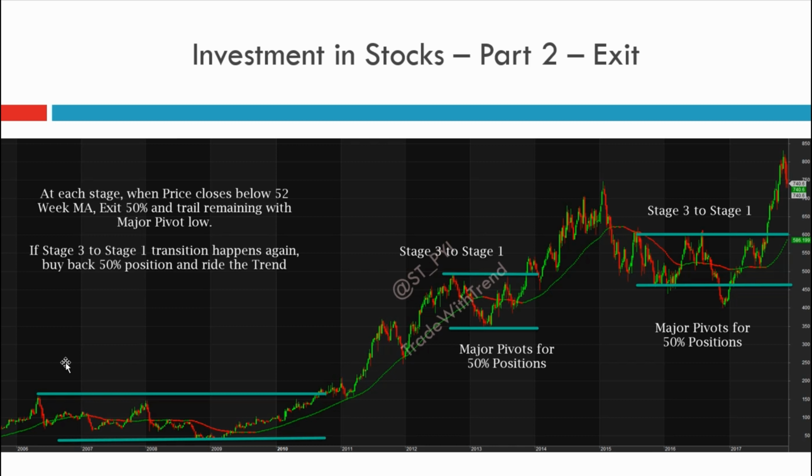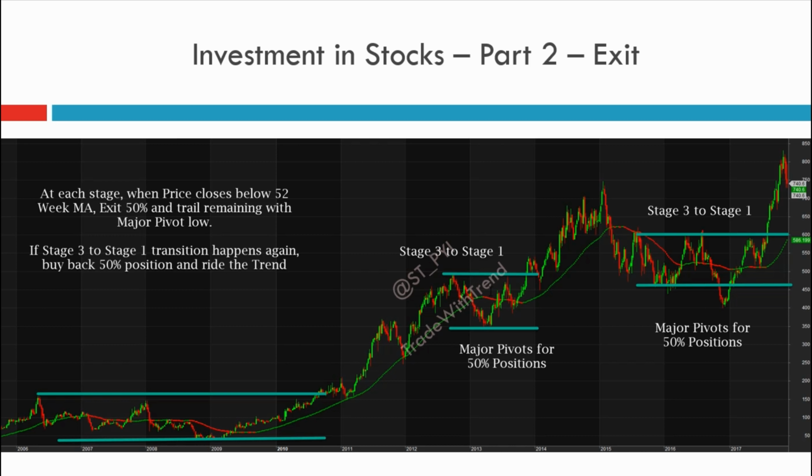So I'll take up one more example here. This is again what we see: stage 1, then this is stage 2. We get a stage 2 here. Price moves up. We get a break below the 52-week moving average here. So what we do is simply exit the 50% position here, trail with this pivot level, right? This becomes a major pivot level for this breakdown.